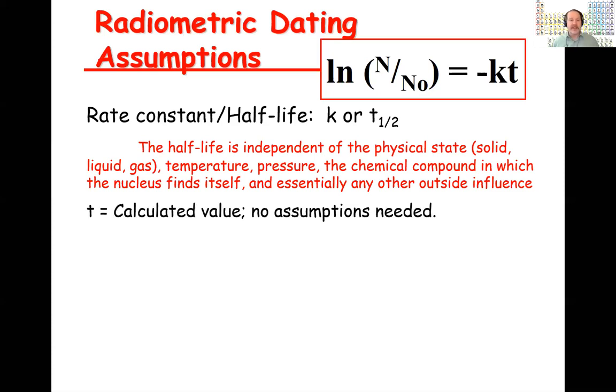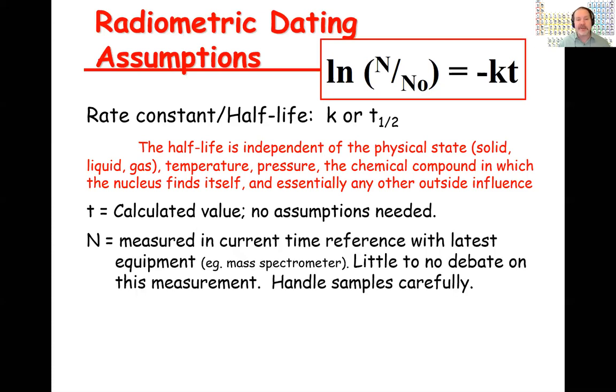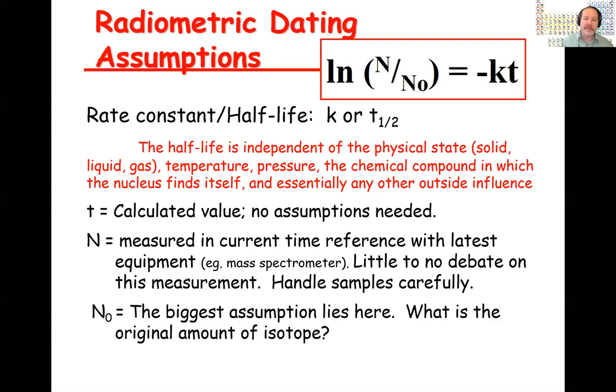T is a calculated value typically that we need there. There's really no assumptions involved in that. N is the amount of material that we find when we're making a measurement. So that's typically from some kind of mass spectrometer that will measure the amount of each isotope. And we just need to handle the samples carefully so you're not contaminating them with materials that could influence the measurements in one way or another.